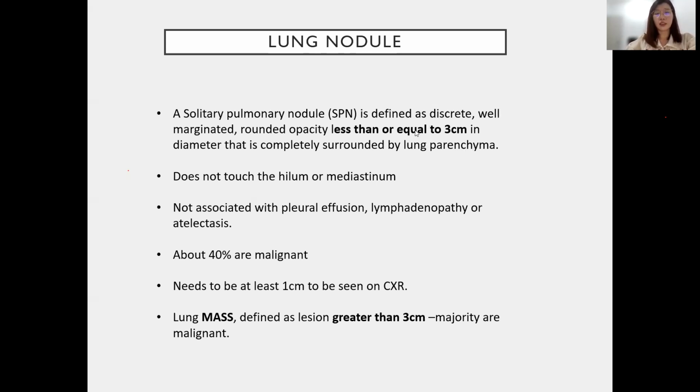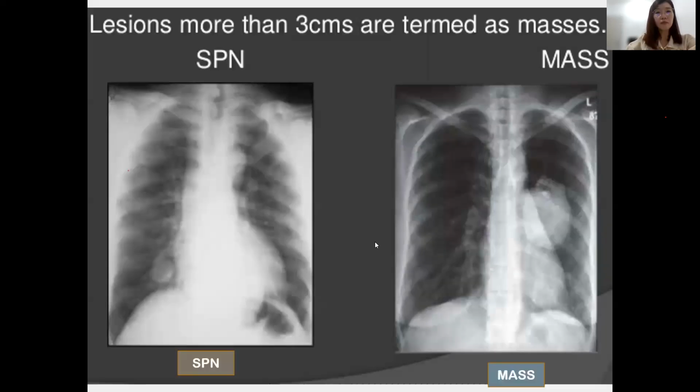And then it's in the lung field, it won't touch the hilum or mediastinum. Later I'll talk about the mediastinal lesion. Then if there's a solitary lung nodule, it's always not associated with pleural effusion, lymph node or atelectasis. 40% are malignant, and only more than 1 cm can be well seen on X-ray, okay? So these are nodules here on the left side, just as example, and then these are masses, okay? No one should miss this big mass here.